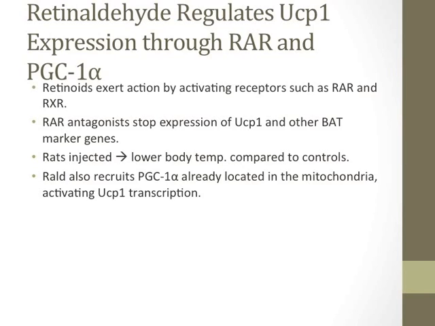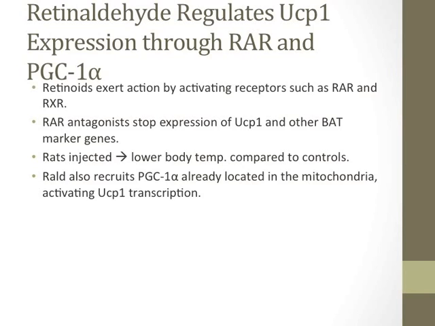Retinoids exert their action within the cell by activating nuclear hormone receptors such as RAR and RXR. So in a subsequent experiment, RAR antagonists were added in vitro, and it was shown to completely stop expression of uncoupling protein 1 and other known brown adipose tissue marker genes.